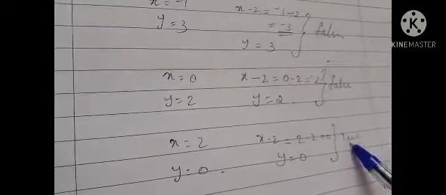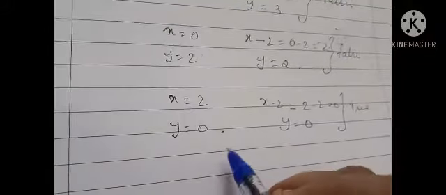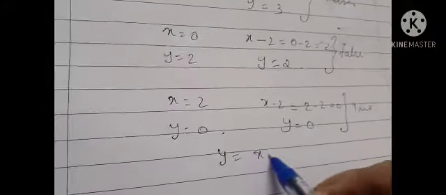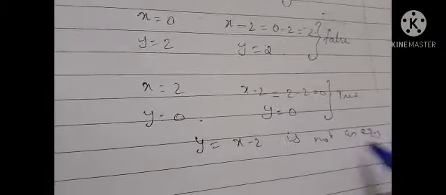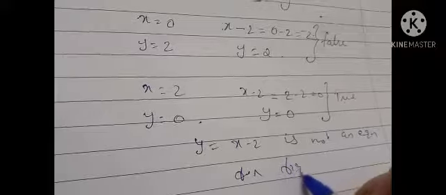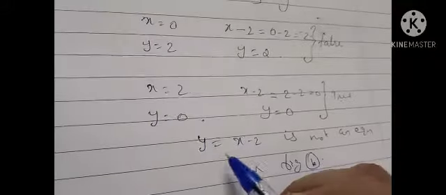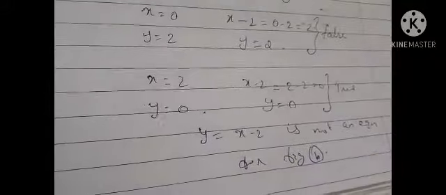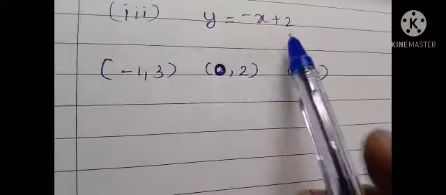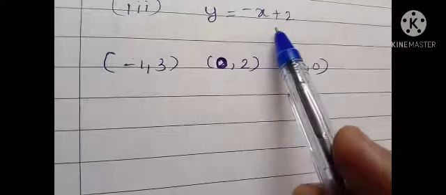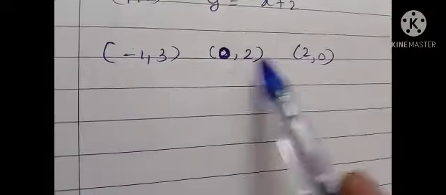Here out of these three cases, only one is true. So what we can write as the conclusion? y equal x minus 2 is not an equation for the figure B. The next choice is given as y equal negative x plus 2. So here also we want to check this by 3 solutions.